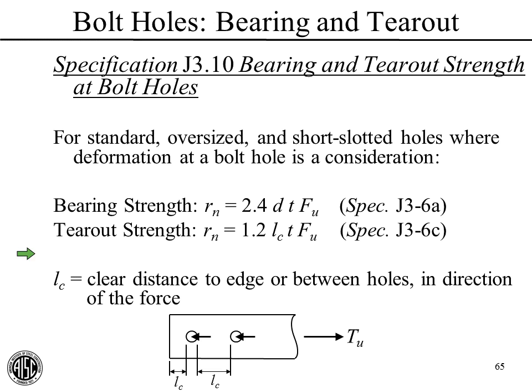Now, L_c is the length of this shear plane. For example, here it's in the direction of the force. At an edge bolt, it would be the distance from the end of the part over to the edge of the hole. And here we use the nominal hole diameter. For an other bolt, one that's not at the edge, L_c is the clear distance between the holes. That's the length of our shear plane, L_c.